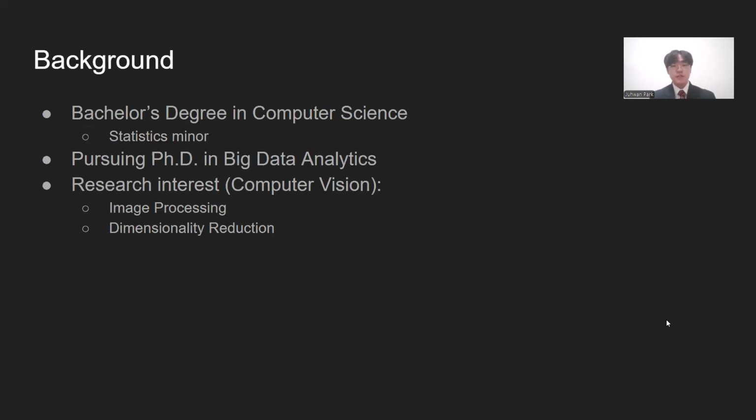To briefly introduce myself, I studied computer science for my bachelor's degree with a statistics minor. I am pursuing a PhD in big data analytics, and my research interest is in computer vision, specifically image processing and dimensionality reduction. I find computer vision to be fascinating because it performs the same classifying tasks that our eyes and brain do. And vision is a pretty important sense that we really rely on. So I find computer vision to be a quite significant research area.